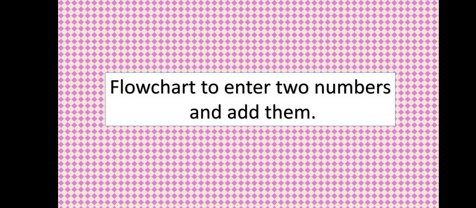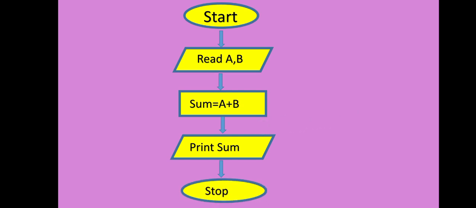Now, we are going to move forward with the flowchart to enter two numbers and add them. Let's see. The first box is start. Then, with the flow line, you'll connect it to this box where you'll write read A and B. Next, in the processing box, you'll write sum is equal to A plus B. Then, print the sum and stop. So this is a basic flowchart. This is how a flowchart for adding two numbers looks, and we can see that we've used three variables here, A, B and sum.